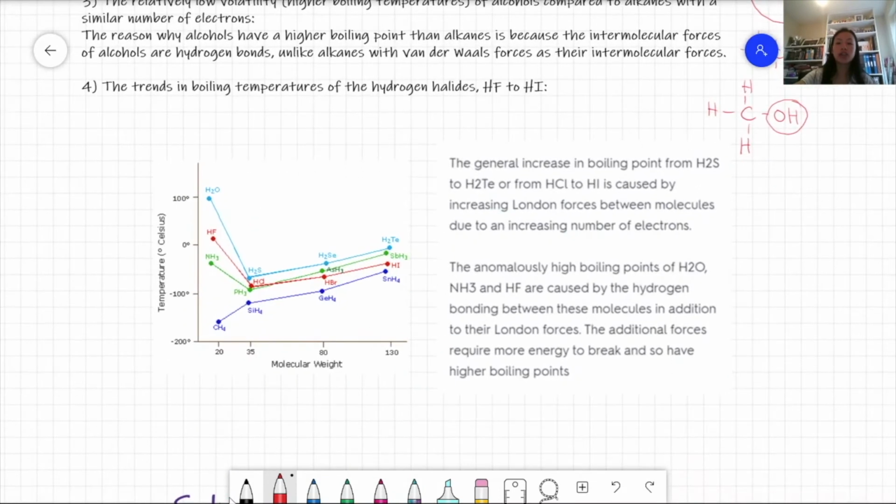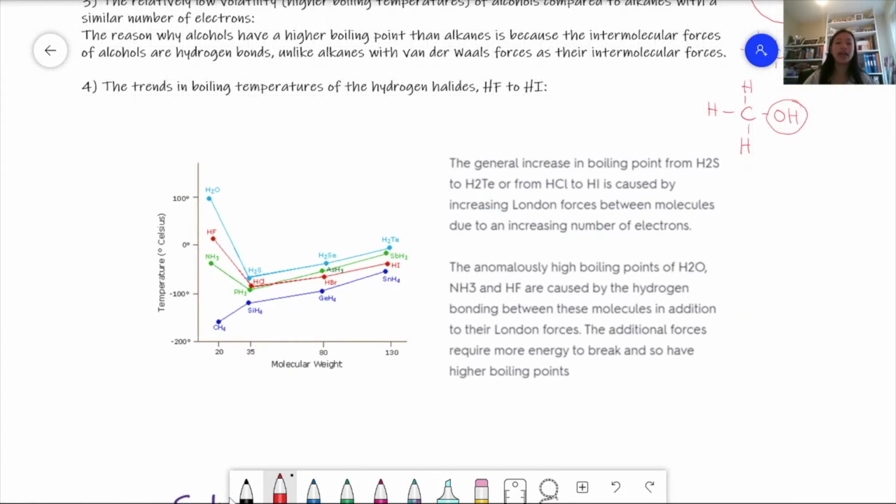And now we're going to look at the trends in boiling temperatures of the hydrogen halides. So this is when we react hydrogen with a halogen, so group 7. So the general increase in boiling point from HCl to HI, HCl is here, and HI here. So there's a general increase, and this is caused by increasing London forces. So that's another word for van der Waals. So there's more van der Waals forces between the molecules because there's more electrons. So that means that the boiling point increases.